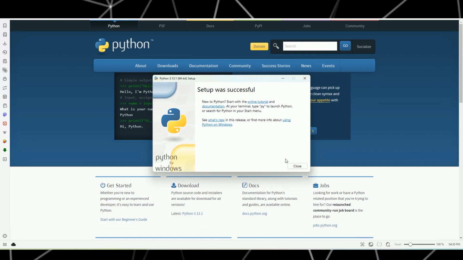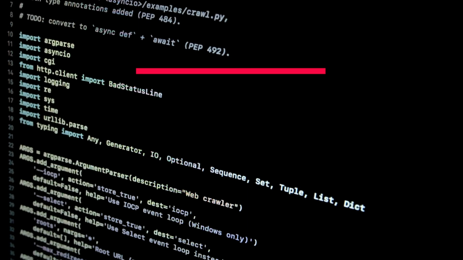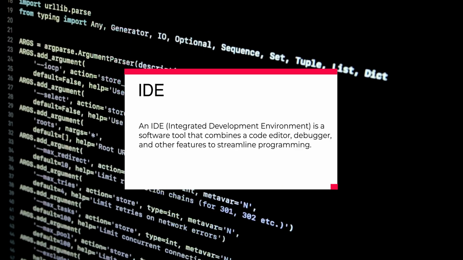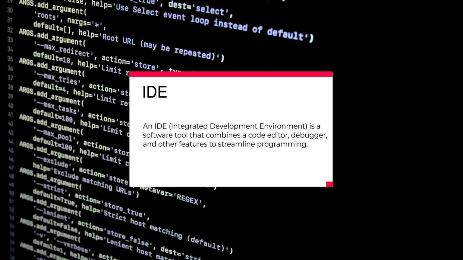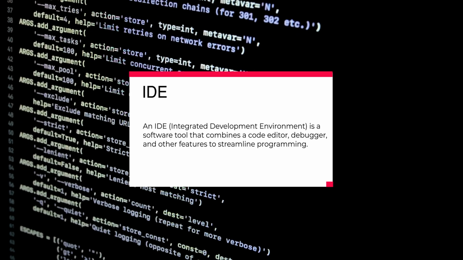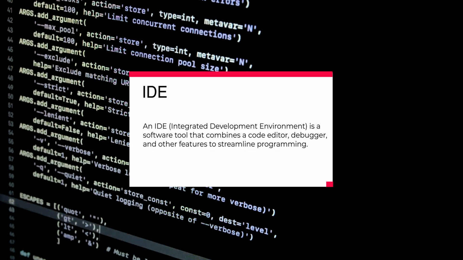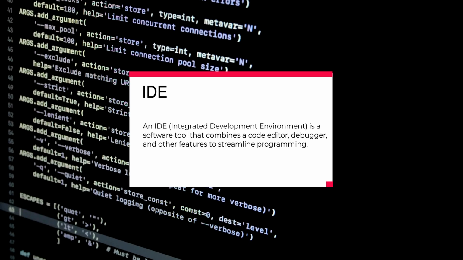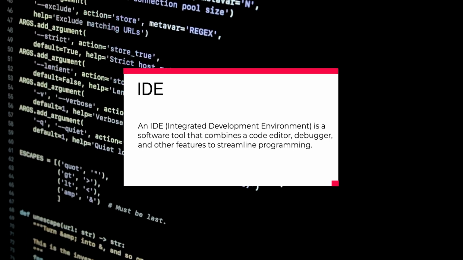You also need an IDE, Integrated Development Environment, which is a software tool that combines a code editor, debugger, and other features to streamline programming. This is basically what you need to write your code and run it.